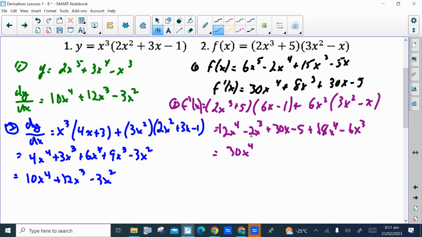Negative 2x cubed, take away 6x cubed is negative 8x cubed. So I've got a mistake up there. I have to check. Yeah. So let me finish this off and then we'll go back and fix that. So that's negative 8x cubed. And then we have our positive 30x and our minus 5. So negative 8x cubed is correct. 6x to the 5th.